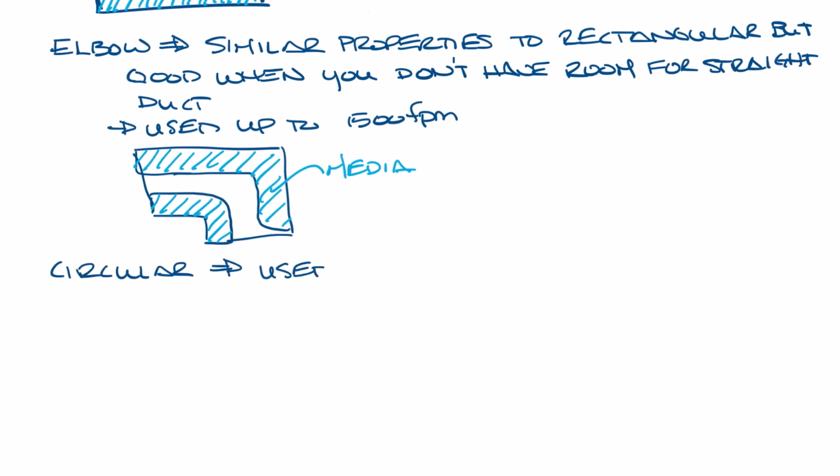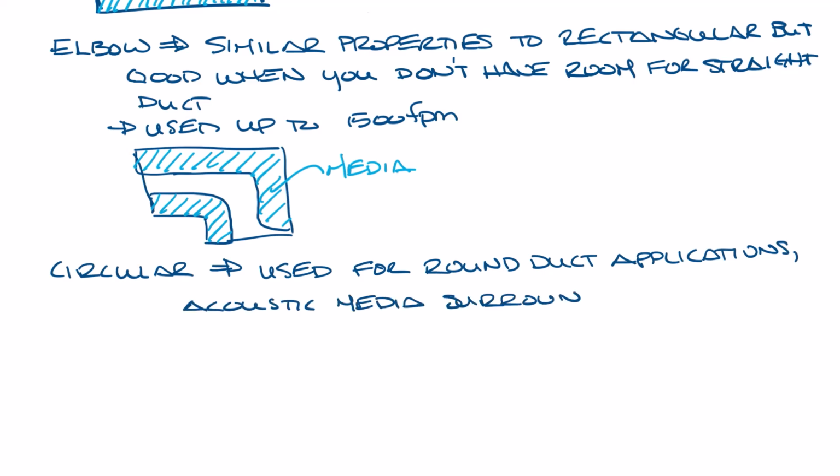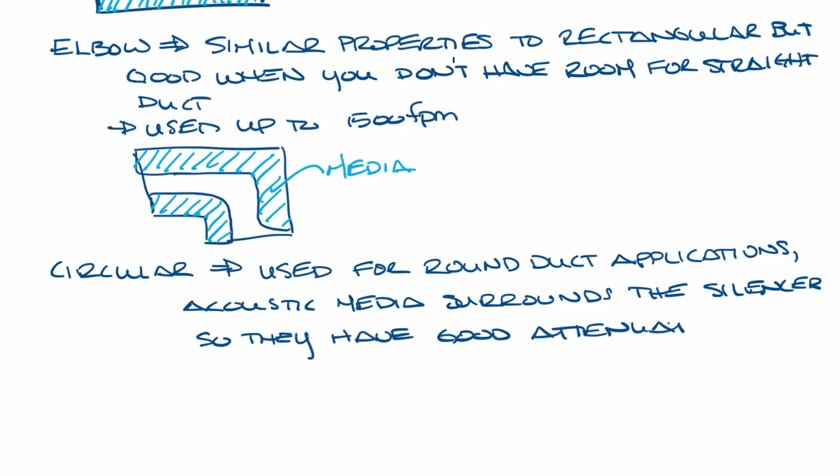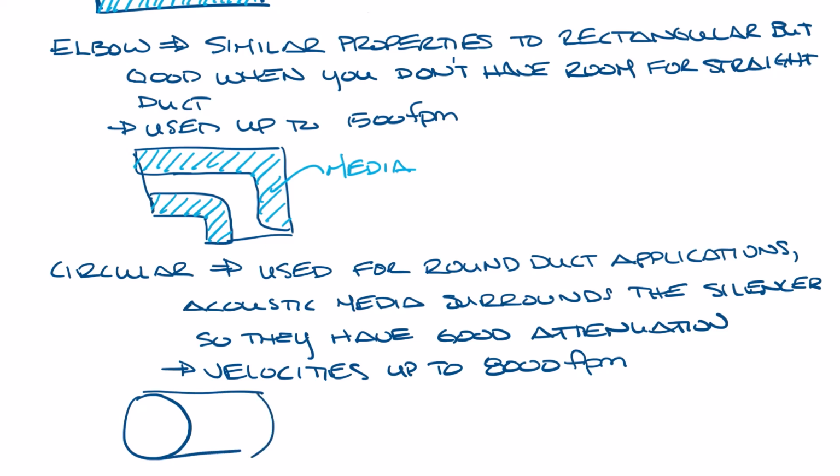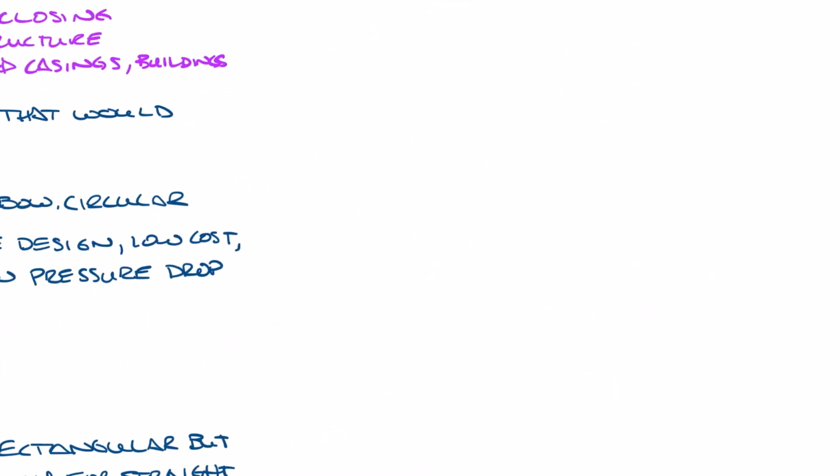Circular silencers are used in round duct applications. The acoustic media surrounds the entire silencer, so they have good attenuation. They can also be used with higher velocities up to 8,000 feet per minute, and they look like this. So you can see the media is all around the outside, whereas in the 2 above, they were only on 2 sides. Now let's slide this over and talk about the types of media.